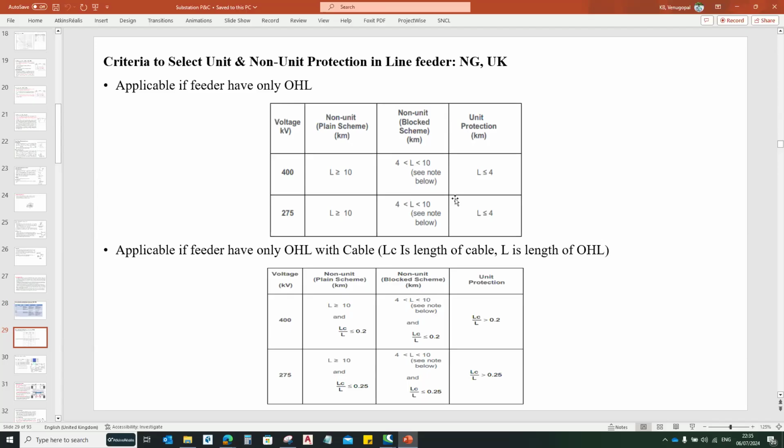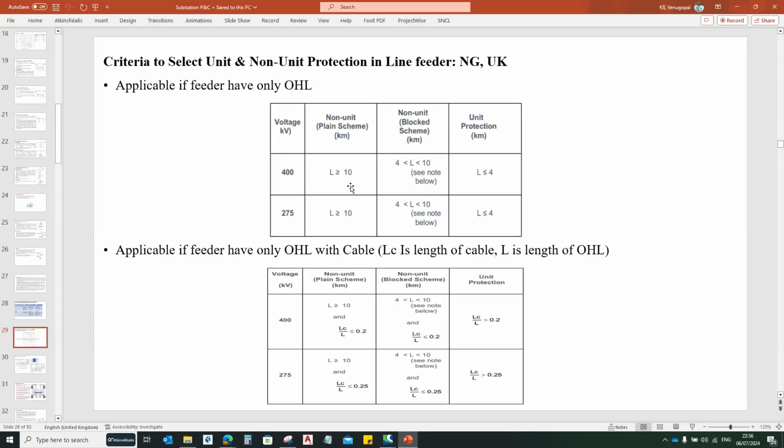So in the national grid, if the length of the transmission line is less than 4 kilometers, they go with both unit protections. If the transmission line length is between 4 to 10 kilometers, then they go with the first main protection as unit protection and the second as a blocked distance scheme. If the length is between 10 to 50 kilometers, where 50 kilometers is the maximum length, the first main protection is unit protection and the second main is non-unit. As in India, once you cross 30 kilometers, both main protections will be non-unit, like main one distance protection and main two distance protection.